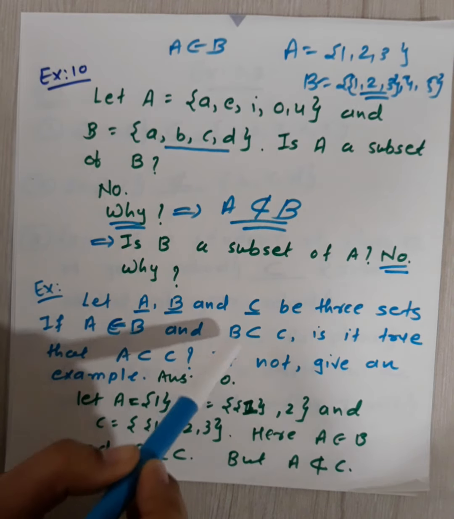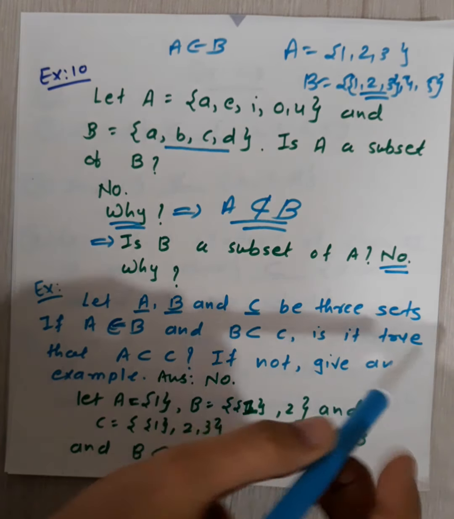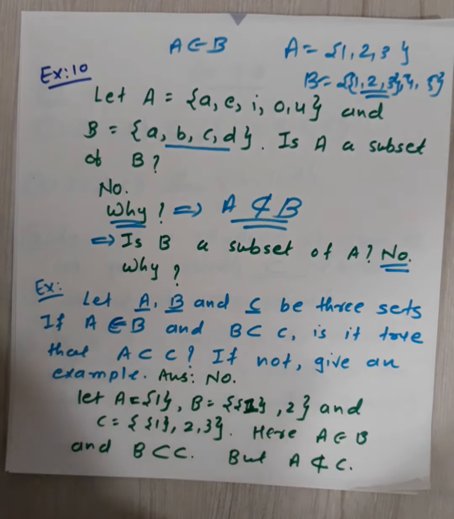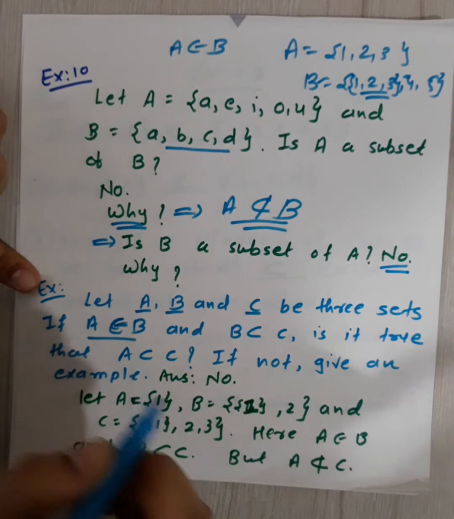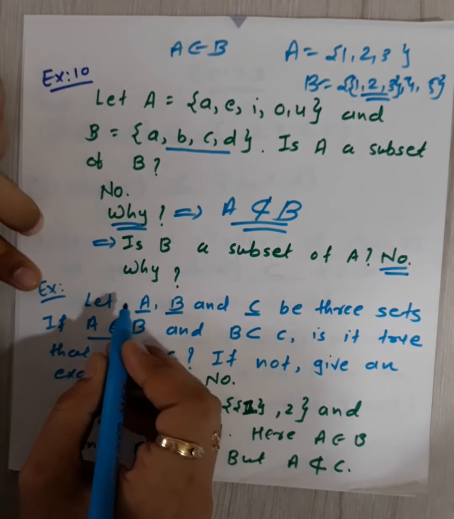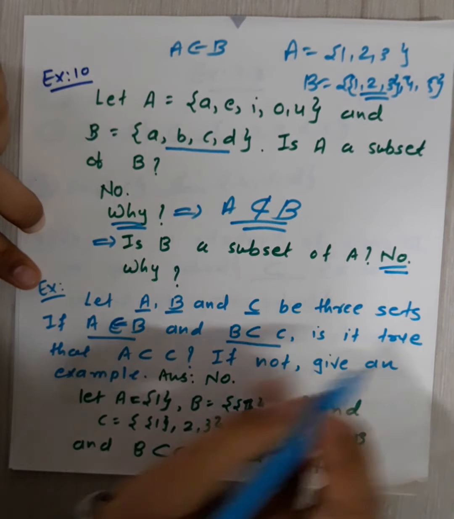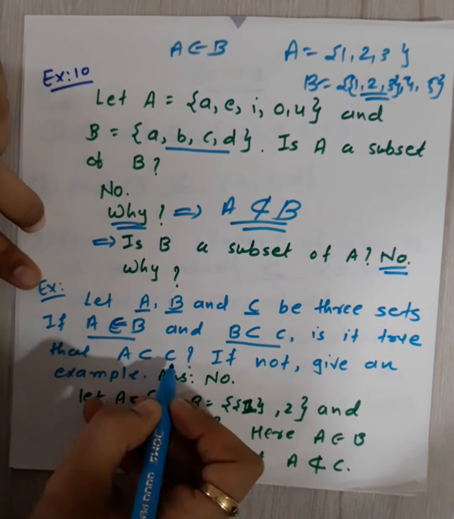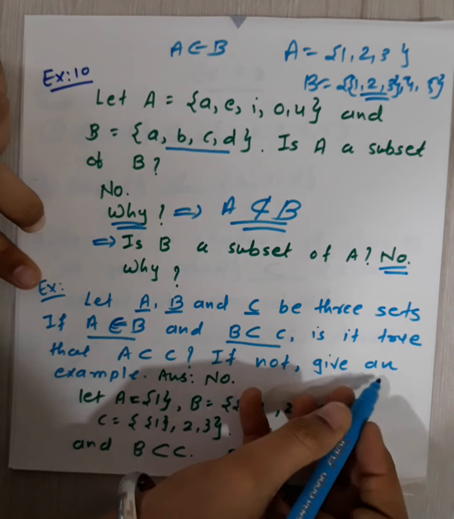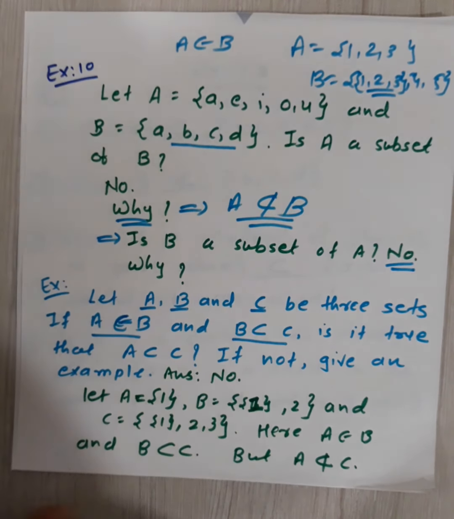A belongs to B and B is a subset of C. Is it true that A belongs to C? The condition is: A belongs to B and B is a subset of C. Read it carefully. So is it true that A is a subset of C? If not, give an example.